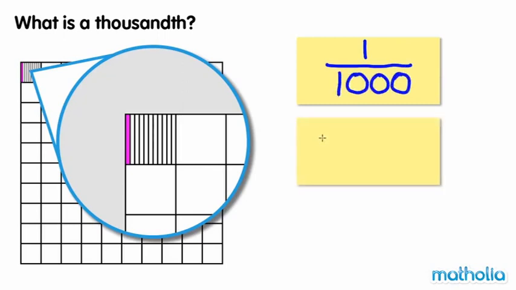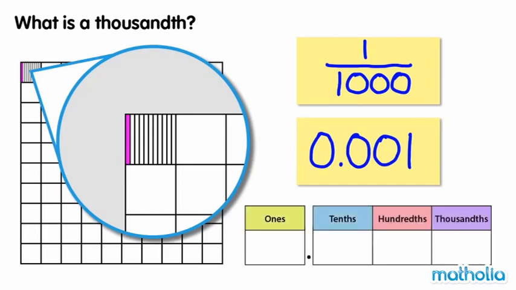We can also write 1/1000th as the decimal number 0.001. We can show 1/1000th on a place value chart. There are 0 ones, 0 tenths, 0 hundredths, and 1 thousandth.